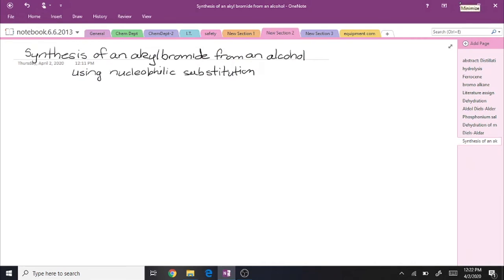The reaction today is the synthesis of an alkyl bromide from an alcohol using nucleophilic substitution. So we will be starting with an alcohol, not specifically cyclohexanol, but I will use this as a representative sample. We will be adding some acid to this, which will protonate the OH, converting it to a better leaving group. Now, this should look fairly familiar.